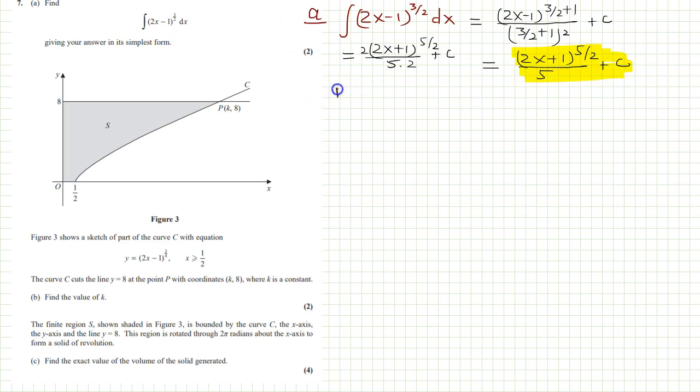Part B. Figure 3 shows a sketch of part of the curve C with the equation y is equal to (2x minus 1) to the power 3 over 4. The curve C cuts the line y is equal to 8 at P. So this y is equal to 8, so the y coordinate is 8.